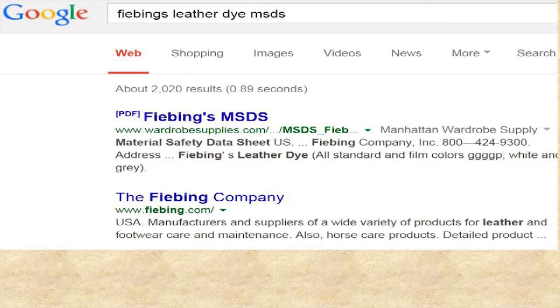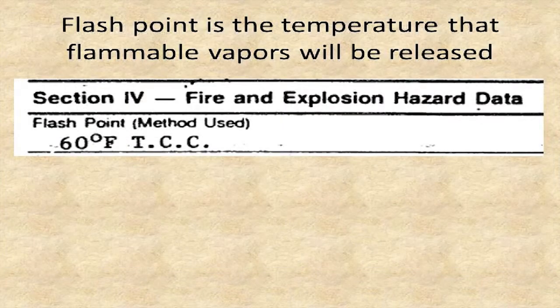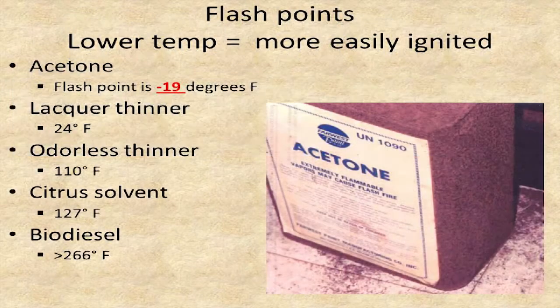In this case, I found a material safety data sheet, and I opened it up, and now there's a whole bunch of information. So how do I figure out what to look for? Well, go to section 4, the fire and explosion hazard data, and look for the flash point. That's the temperature where flammable vapors will be released once it gets heated up to that point. So in the case of this product, our dye, it's 60 degrees Fahrenheit. The lower the temperature, the more easily this stuff can be ignited.